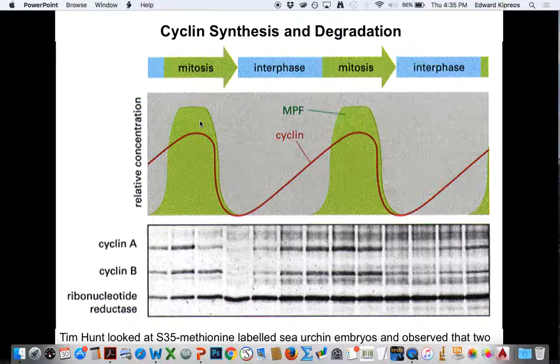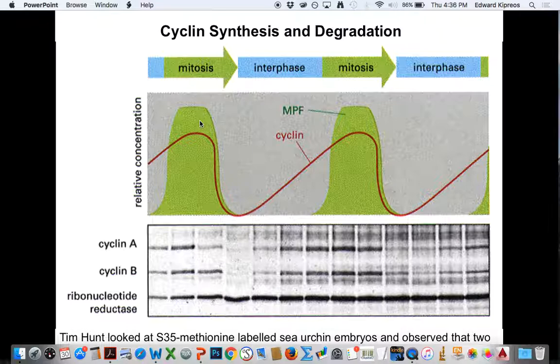So he's got some proteins that cycle up, they get degraded in mitosis. Cycle up, get degraded in mitosis. And remember, it's just S-phase and mitosis, okay? So it's relatively quick. And these are just time points, looking at what proteins are being made, because he's labeling with S35 methionine. And so he called these cyclins because they're cycling up and down.